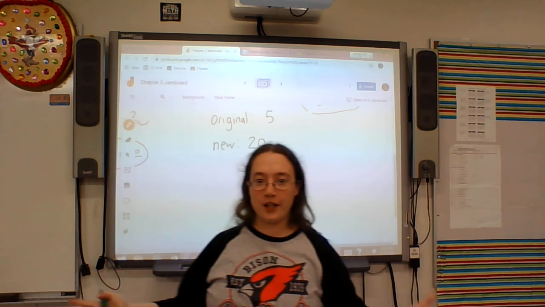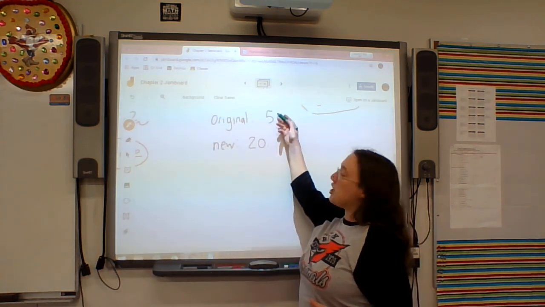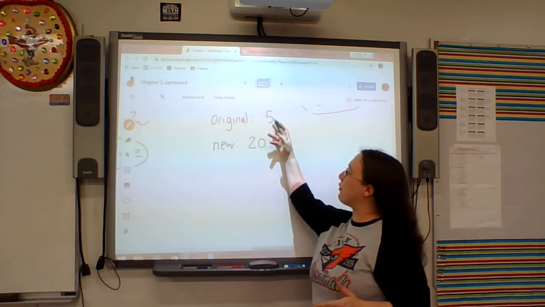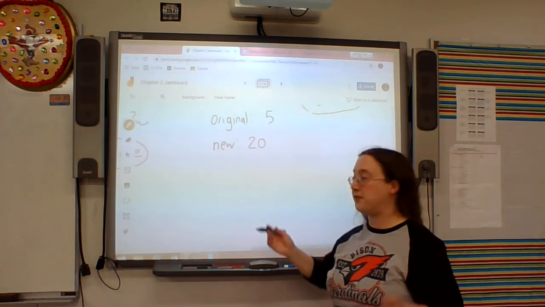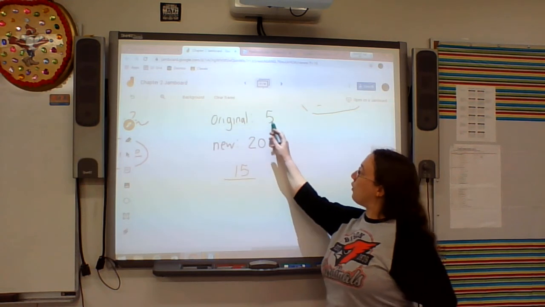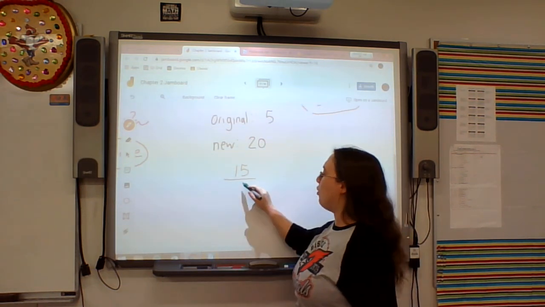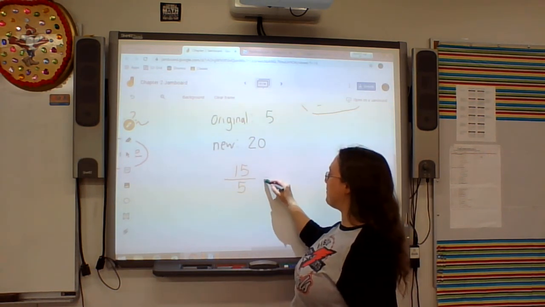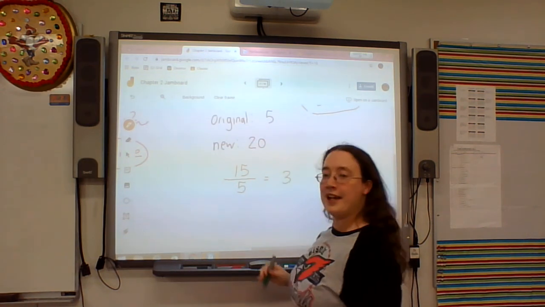Okay, one funky thing that can happen with this is if you get something like this. So same sort of thing, if we're looking for our amount of change, we're looking for how much we're going up or down by. So if we're going from 5 to 20, we're going up by 15. Over our original amount, which was 5. Now, if you divide that, that's 3.